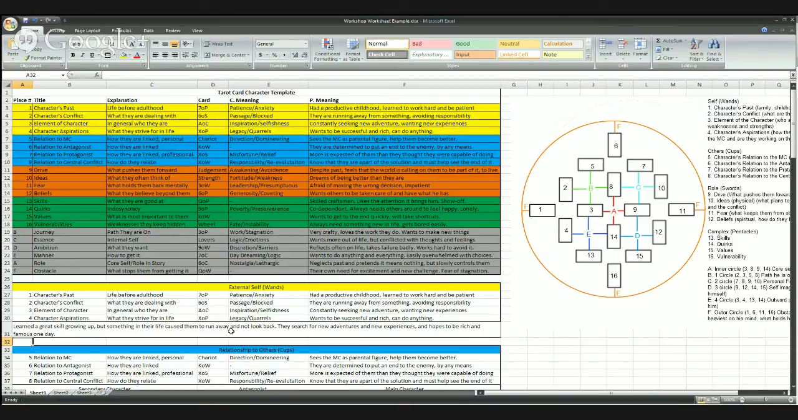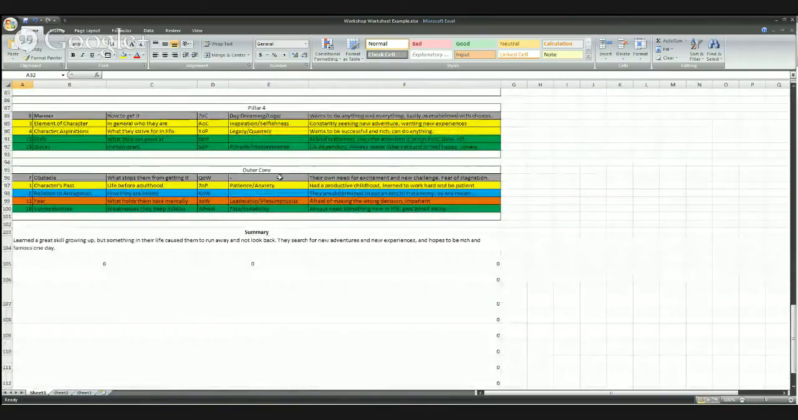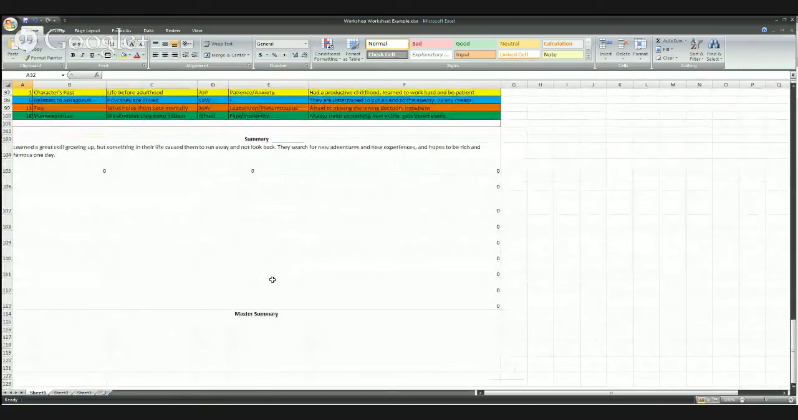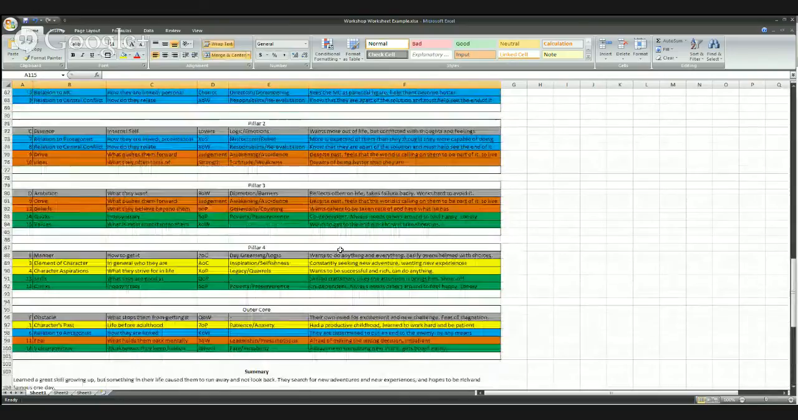Now that we've typed this here, if we scroll down to the bottom, it automatically fills in here. And when we do each of these, it's going to fill in. Now, I'm not going to do the master summary for this, but I am going to do one of each of these things.